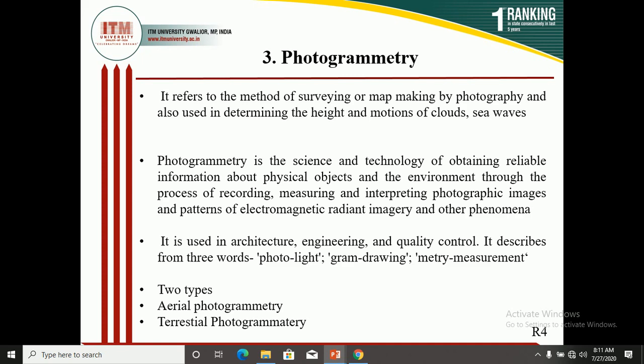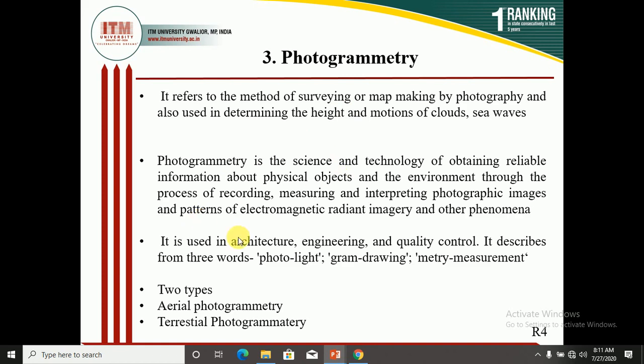That particular image is further processed and relevant information is extracted from it. The relevant information may be the land use, vegetation type or different aspects of the landscape from that photograph. After the extraction of certain data, that data is further processed with the help of GIS techniques and generated in the form of a map. So this is photogrammetry.